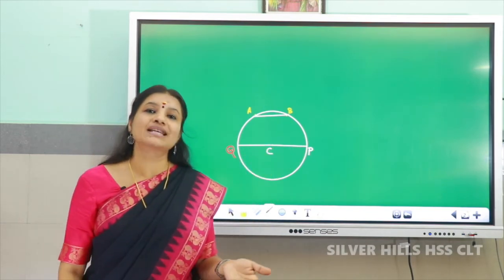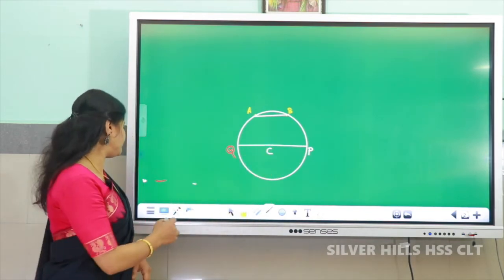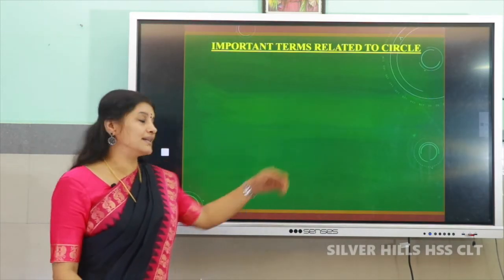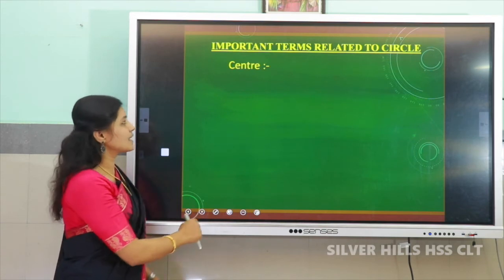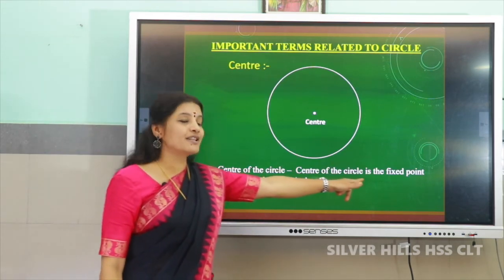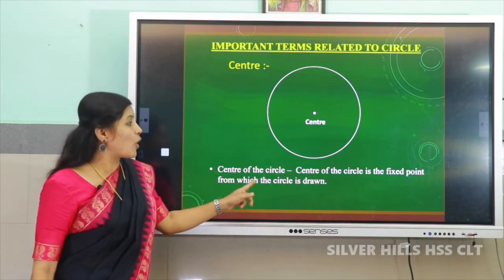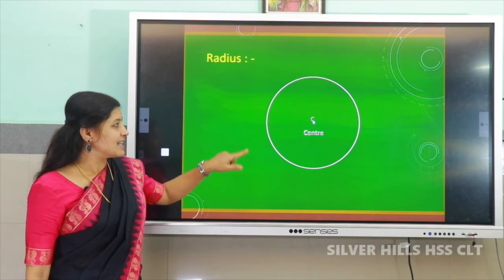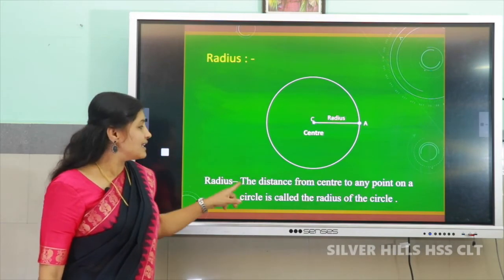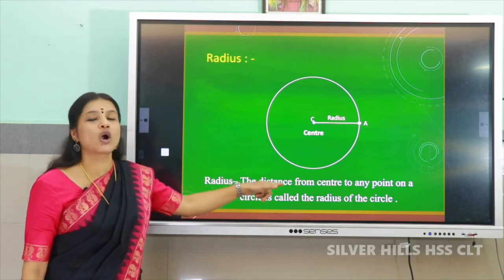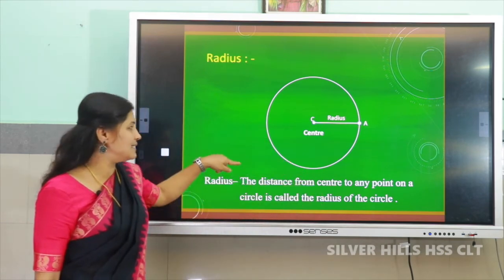So, let's revise what we learned today. Important terms related to circle. Center. Center of the circle is the fixed point from which the circle is drawn. Radius. The distance from center to any point on the circle is called the radius of the circle.